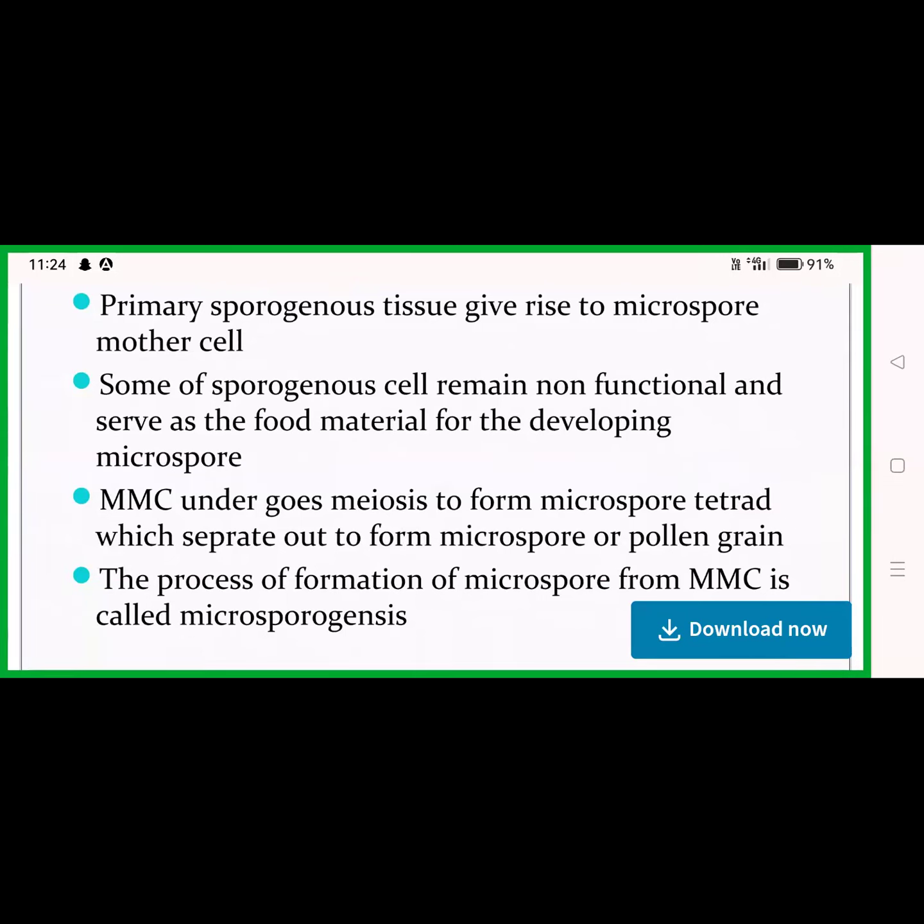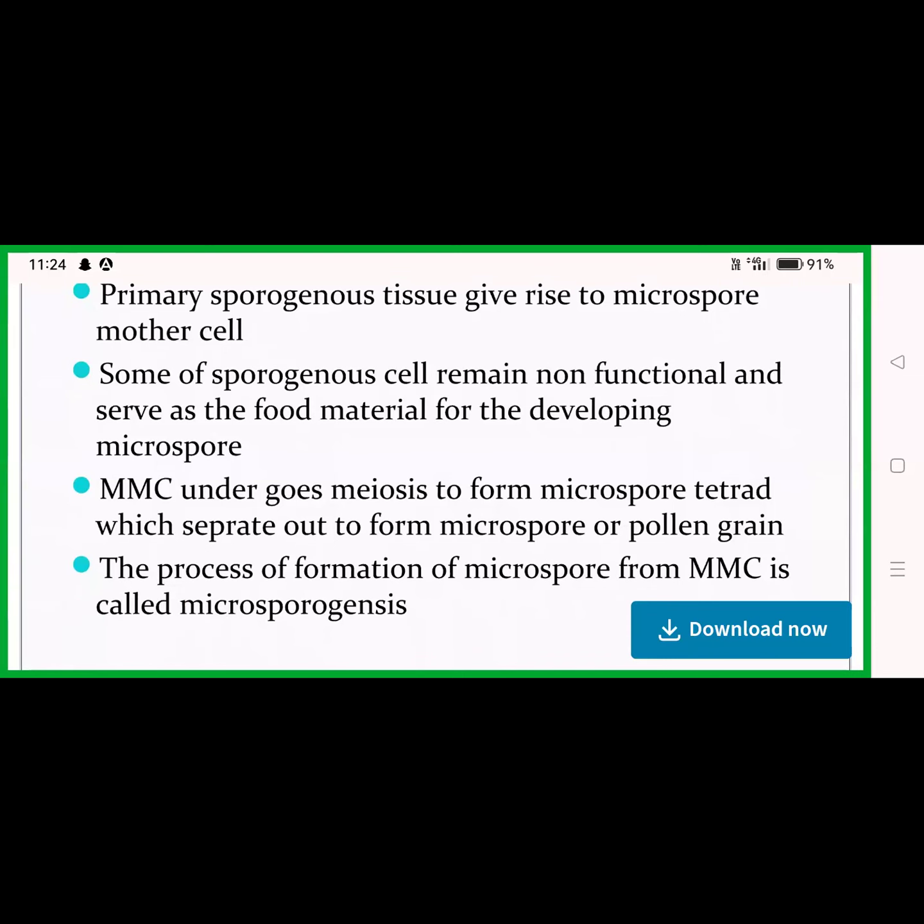All the sporogenous cells of an anther are capable of forming microspores, but usually some of these cells disorganize and provide nutrition to the active spore mother cells. Microsporogenesis.